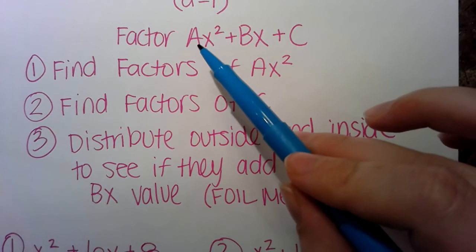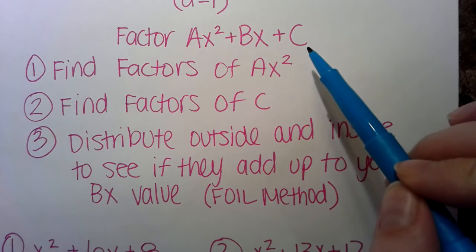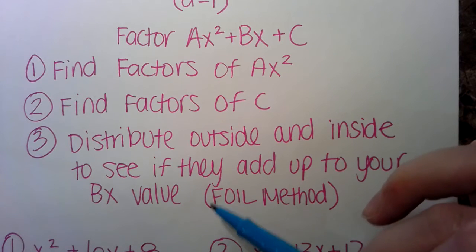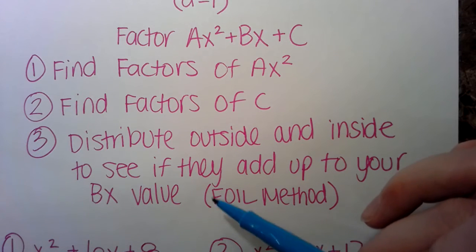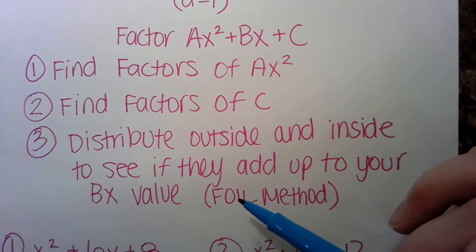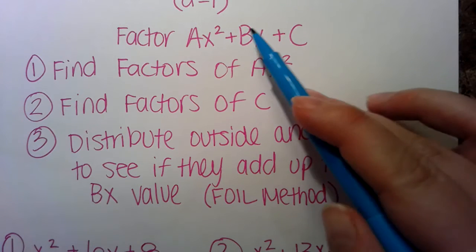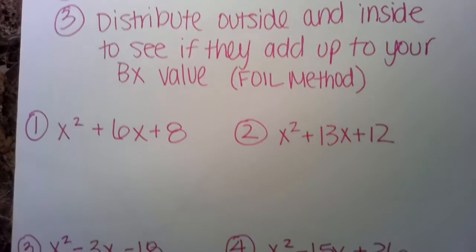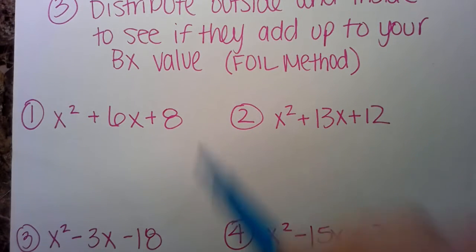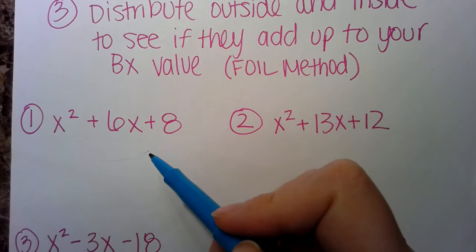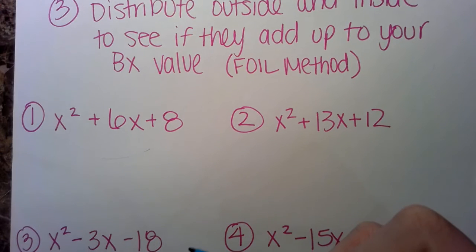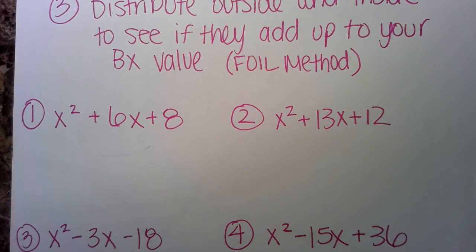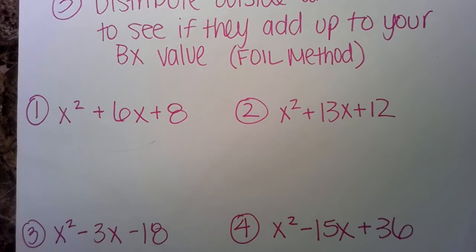So when we find the factors of a and we find the factors of c, we're going to take care of the first and the last of the FOIL method. What we're going to do is use the outer and inner methods to see if they add up to the middle term. What you'll notice too is that this is the answer we got when we used the FOIL method. Now what we're going to do is go backwards and we're going to find our two binomials.